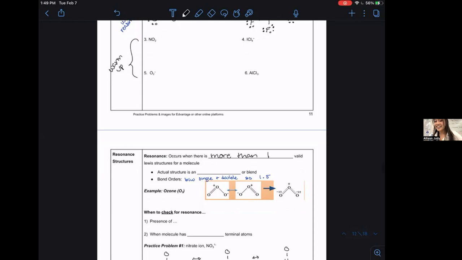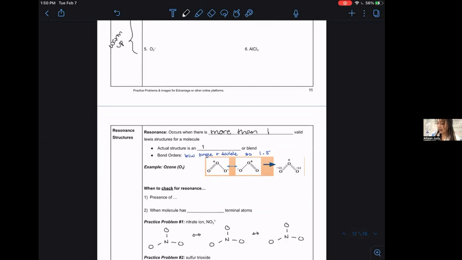Okay. So the actual structure is a blend, or an average, between the valid Lewis structures. So kind of like isotopes, but now we're looking at a structural isotope. Now we're looking at a molecule that can exist in various different forms. So in reality, it kind of exists as all of them at the same time. For some cases, there's still one that's far more favorable and would be the dominant form of it. For others though, you'll see quickly that the terminal atoms are what we call chemically equivalent. They're the same terminal atom. It's just where we put the double bond. So we say that they are a blend.